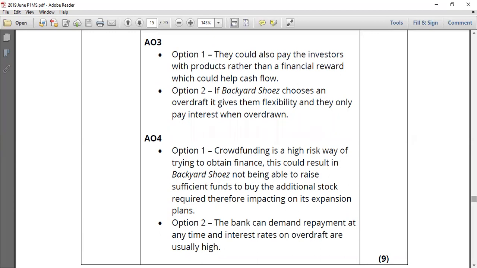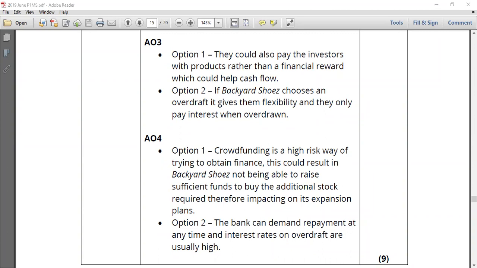Don't talk about both options, right? So that's the 2021 June paper. Right now we discussed three questions: one question to define venture capital, another question to explain the benefit of crowdfunding, and another justification question between crowdfunding and the overdraft. So you can see now in the past papers, these kinds of questions are always being tested, right? So you can see the importance of these lessons.